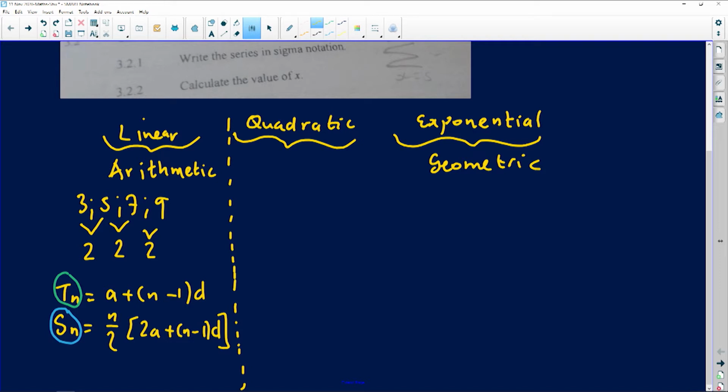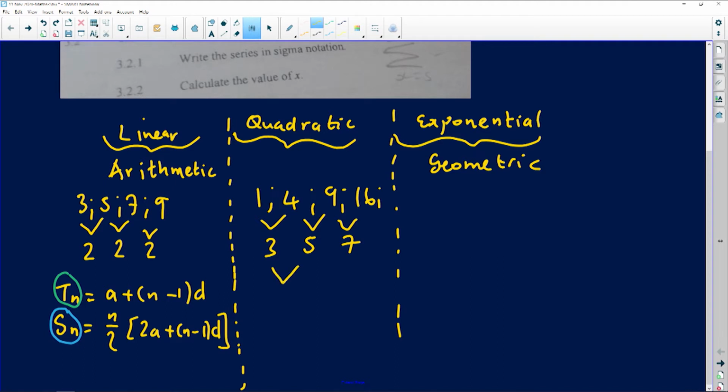What is special about a quadratic pattern? Well, a quadratic pattern has a second common difference. An example of a pattern that is quadratic could be something like, let's just say, if they give you 1 and then 4 and then 9 and then 16 and so on. The difference between 4 and 1 gives you 3. The difference between 9 and 4 gives you 5. And the difference between 16 and 9 gives you 7. You will notice that the first difference is not a common difference. So you try again to find the difference. You then get 2. If you try here to get the difference, you get 2.